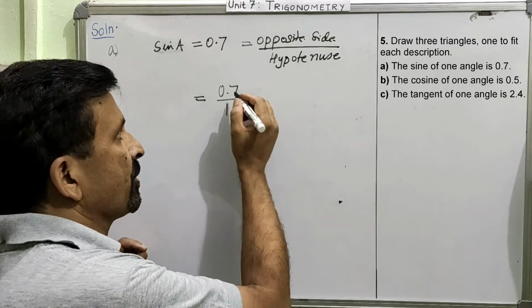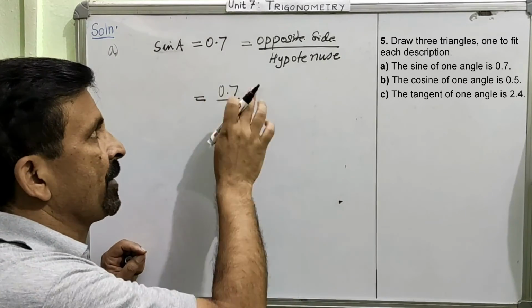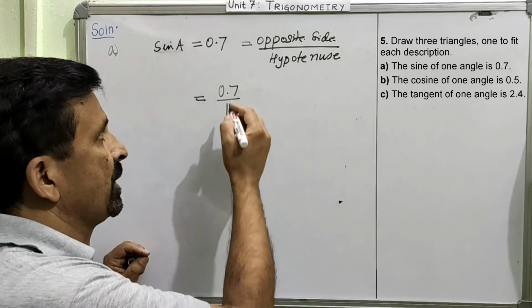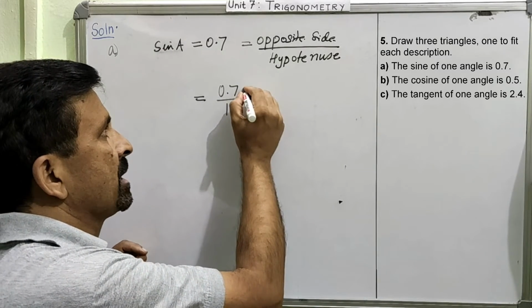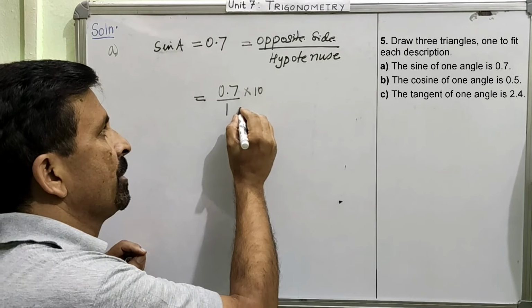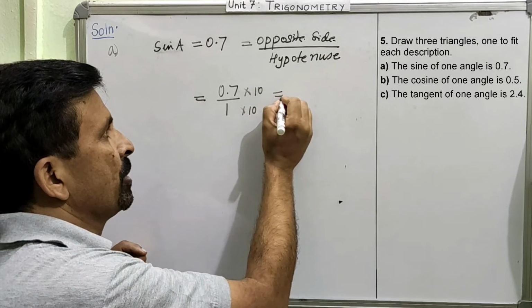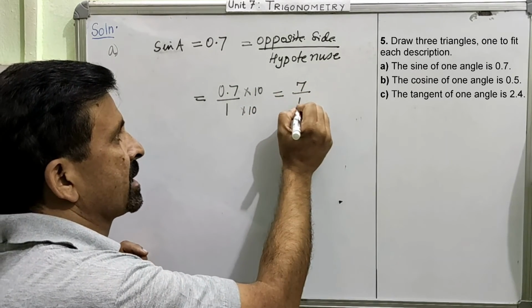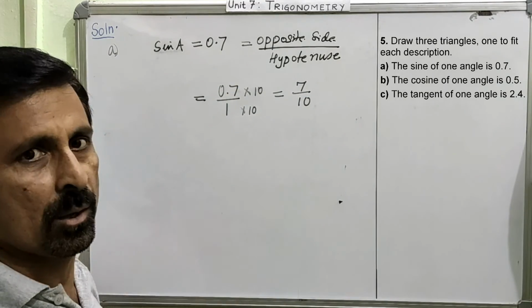So for that, we will simplify this and try to remove the decimal number. When you remove the decimal number, you will obviously multiply this by 10 and then multiply this also by 10. So numerator becomes 7 and denominator becomes 10. Now this became another possibility.